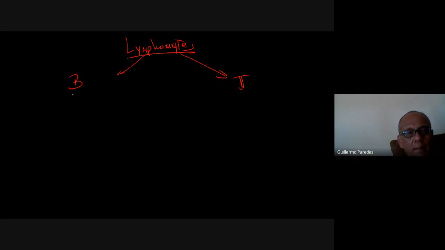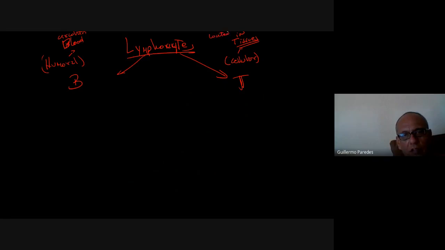Okay? The lymphocytes B are called the humoral, because these guys like to stay in the blood fluid, circulating blood. That's why it's called humoral. And T is cellular, because mostly they are located in the tissues. They can come out if they want, but mostly they are located in the tissues. T cells, thymus, T, tissue. B is going to be in the blood circulation.